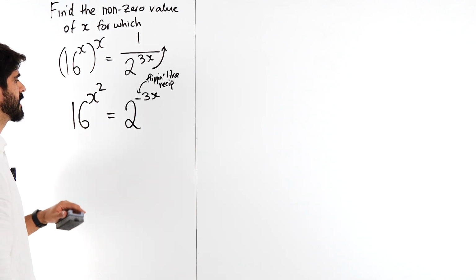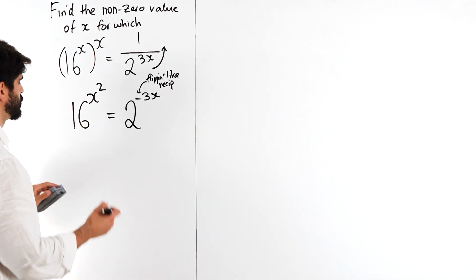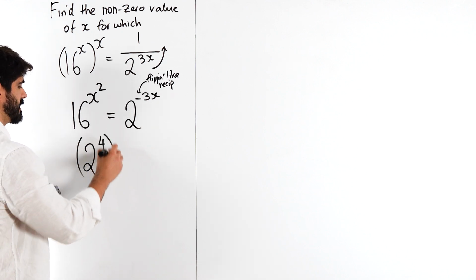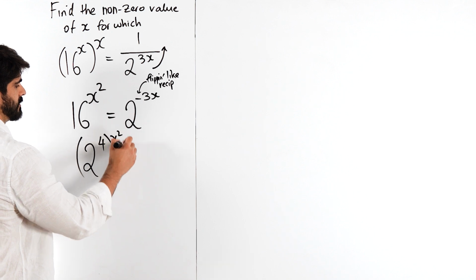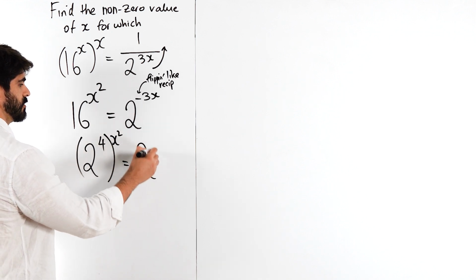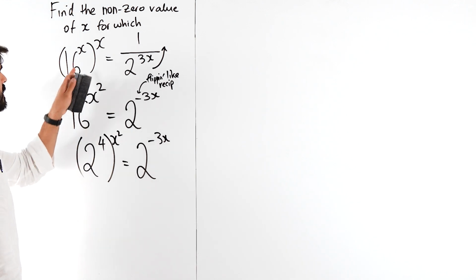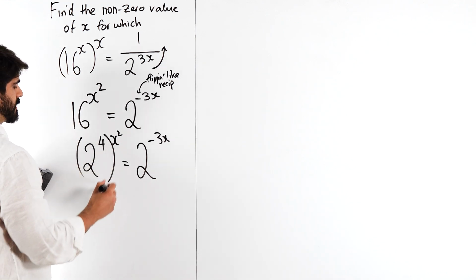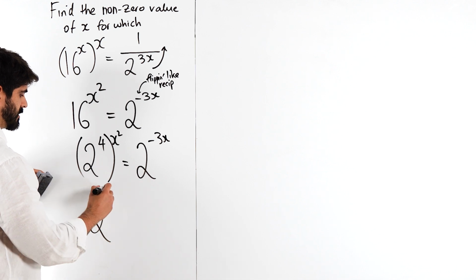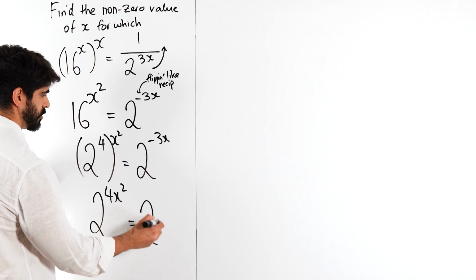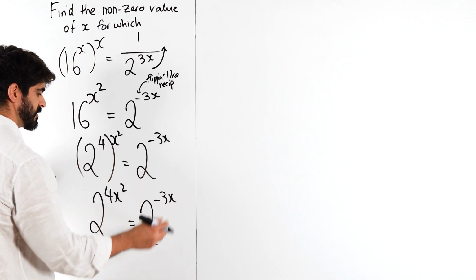Now we can change this so that it's all base 2. Now 16 is 2 to the power 4. So it's 2 to the power 4, keep it in a bracket, to the power x squared, equals 2 to the power of minus 3x. Now applying the same rule as before, we multiply the powers. So this is 2 to the power of 4x squared equals 2 to the power of minus 3x.